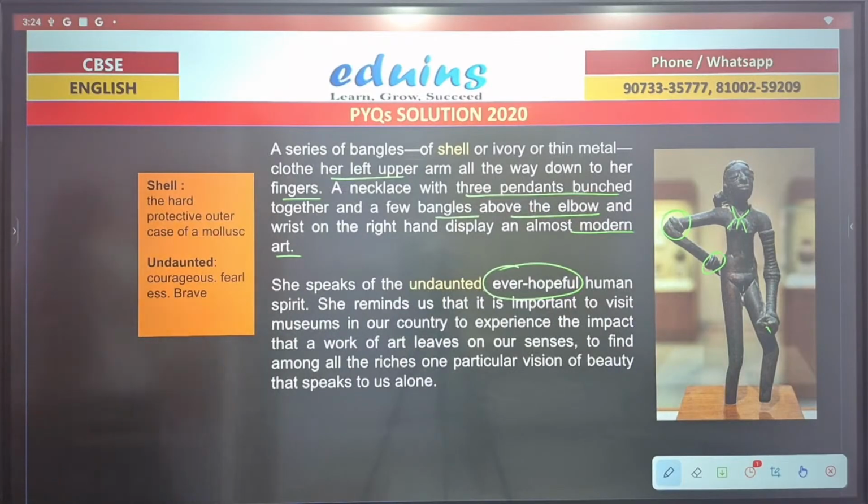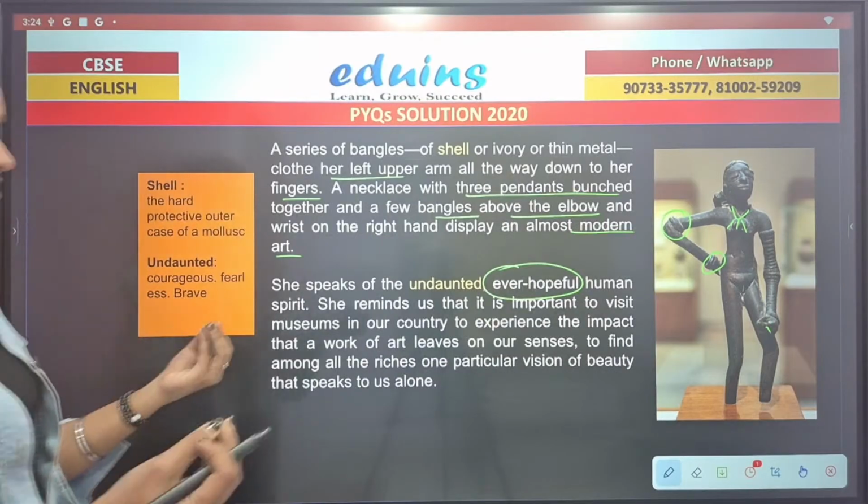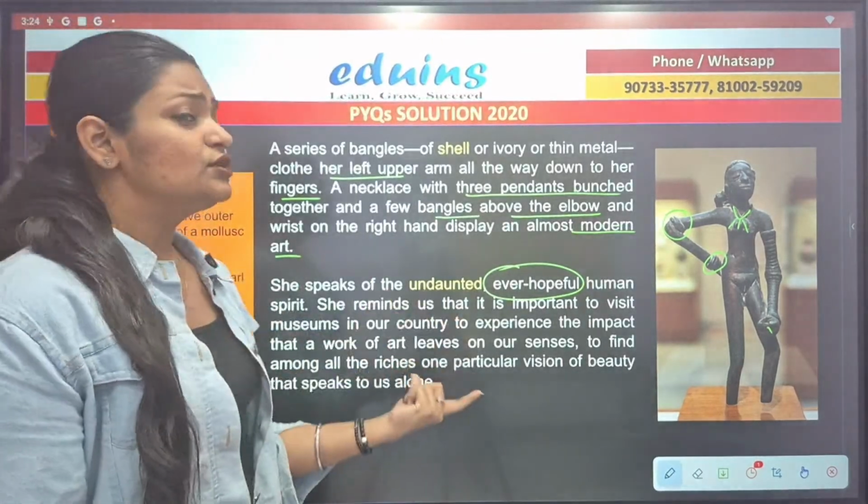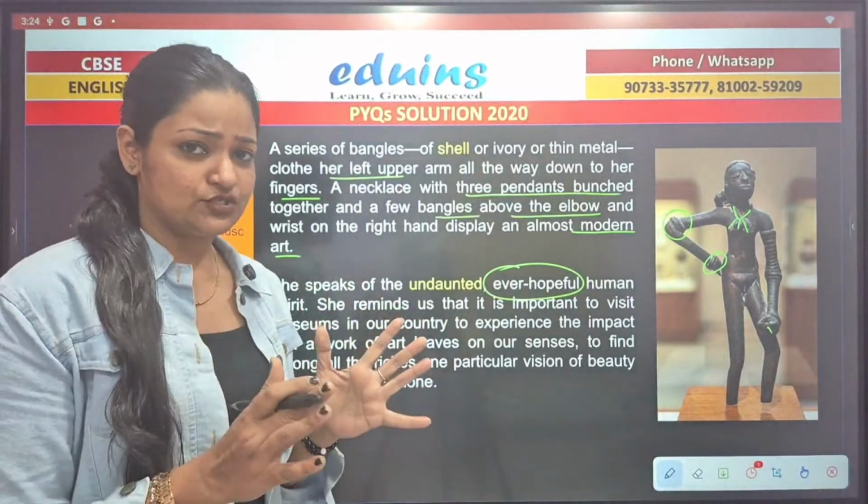Okay, so ever hopeful means maintaining a positive outlook, or we can say being optimistic, always in the state of positivity. And undaunted means fearless, courageous, and brave.